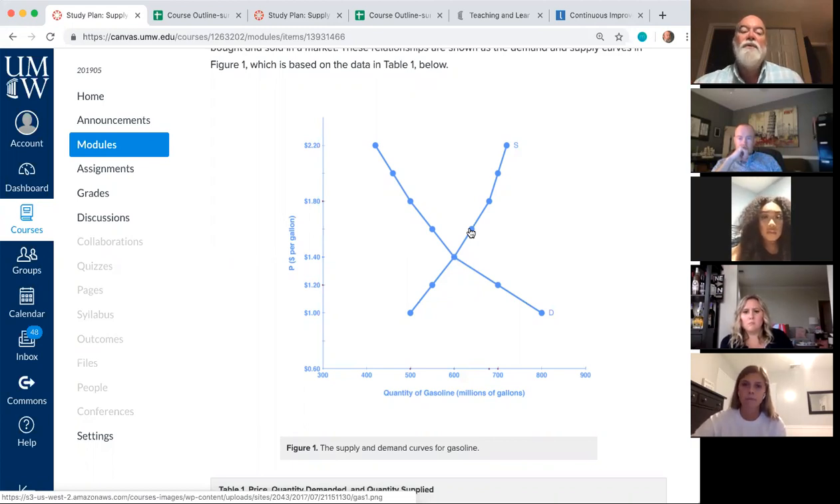Okay, so what this means is that whenever you're trying to analyze a market, the most important thing is you have to figure out, is the demand curve shifting or is the supply curve shifting? Once you figure that out, the rest is pretty straightforward, because what's going to happen is you're going to create a shortage or you're going to create a surplus.